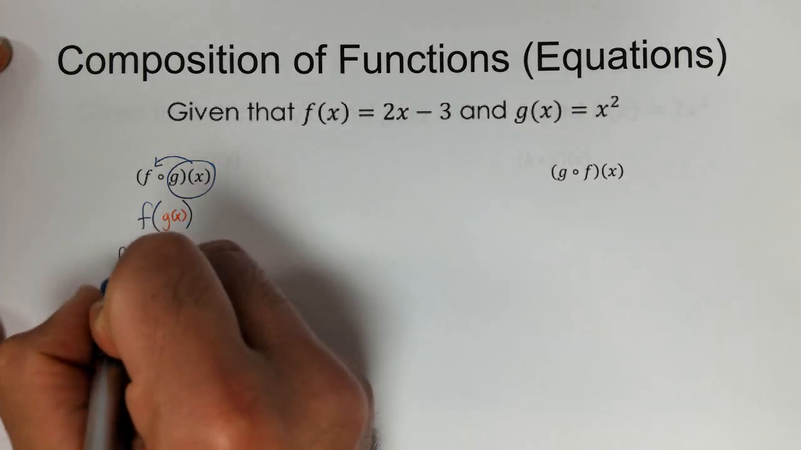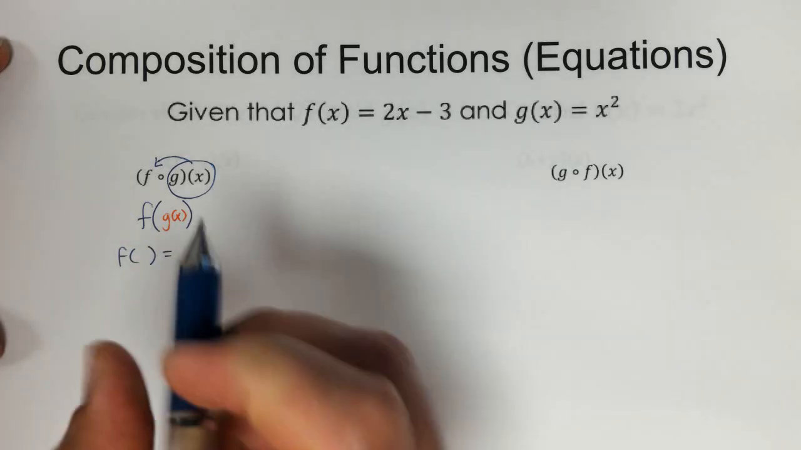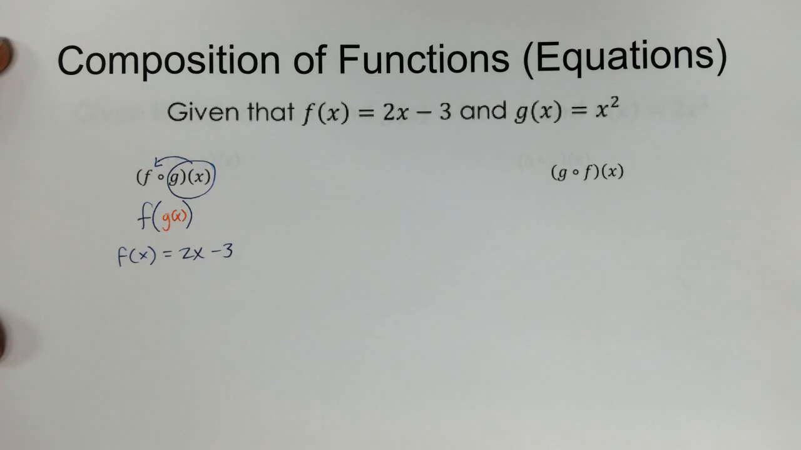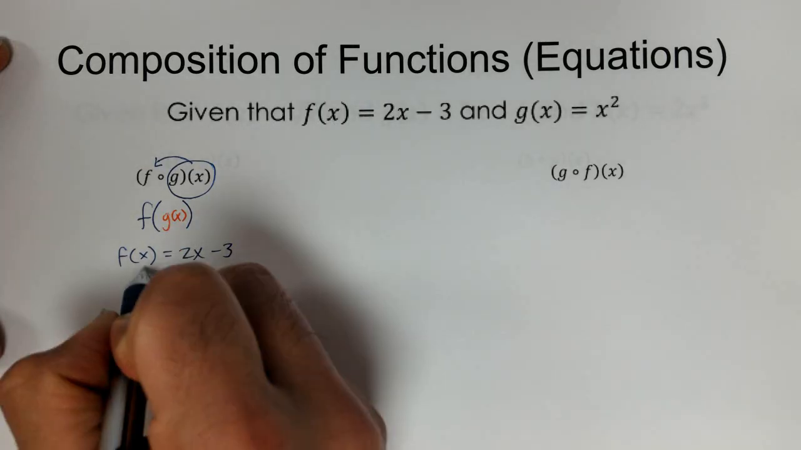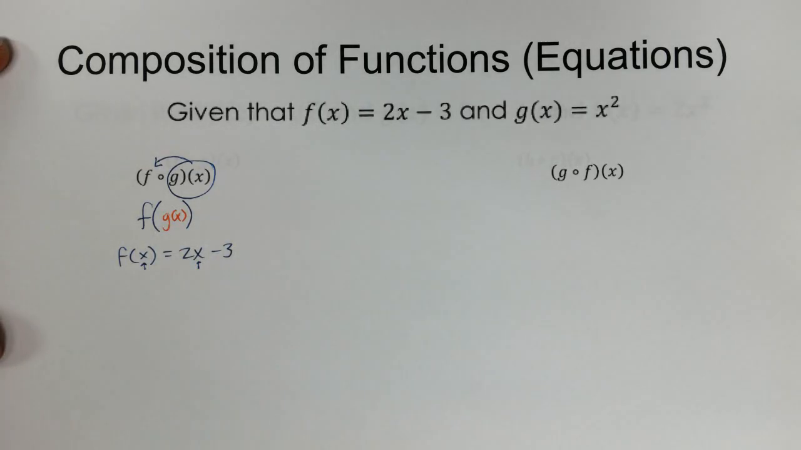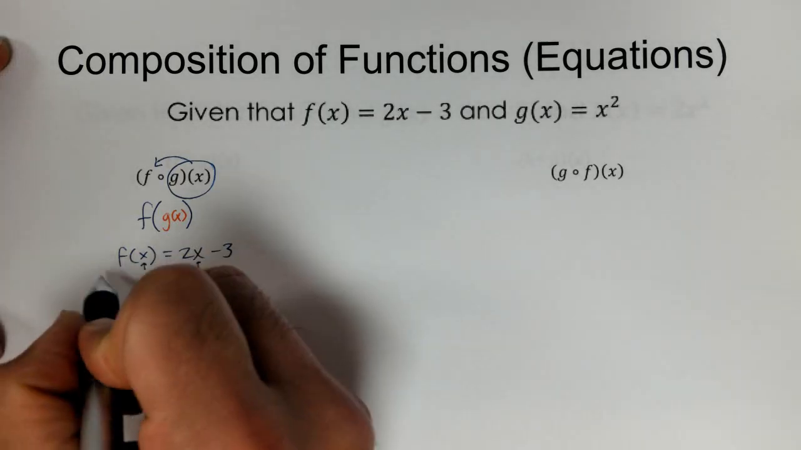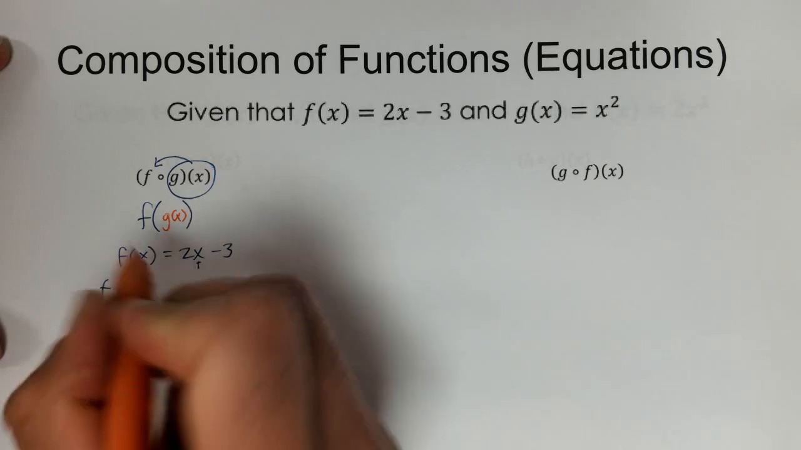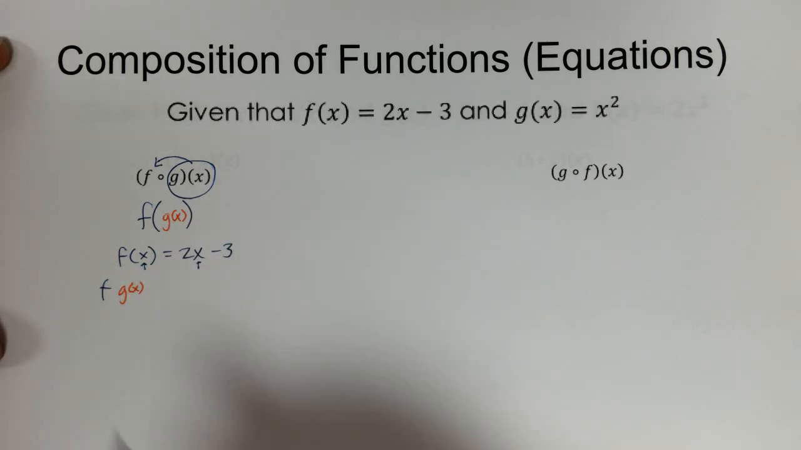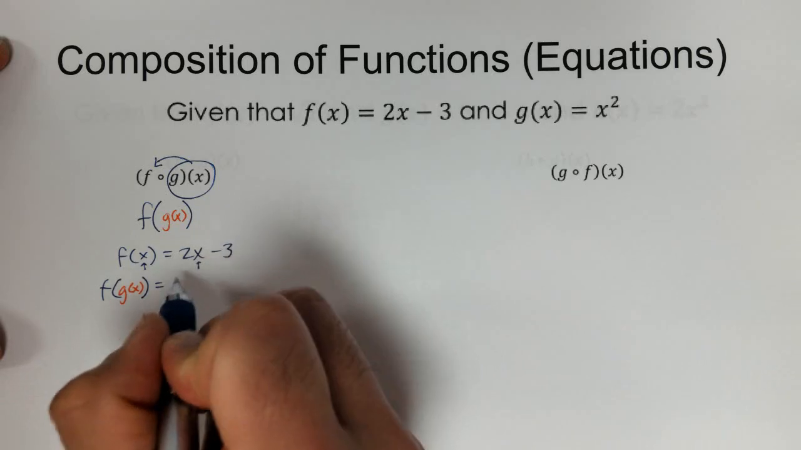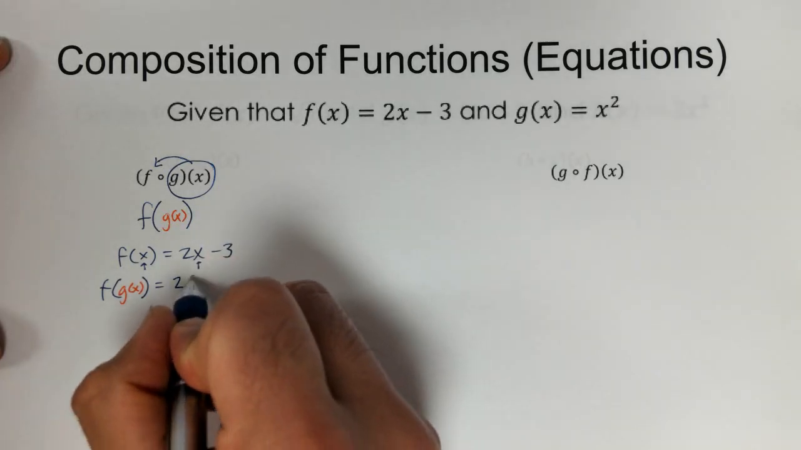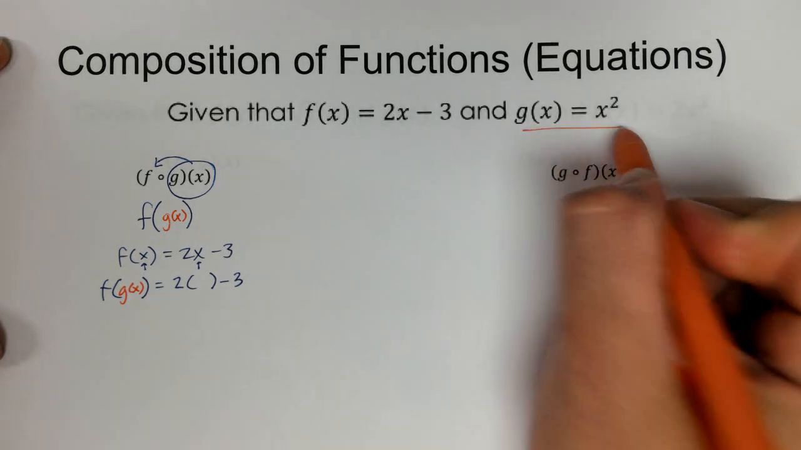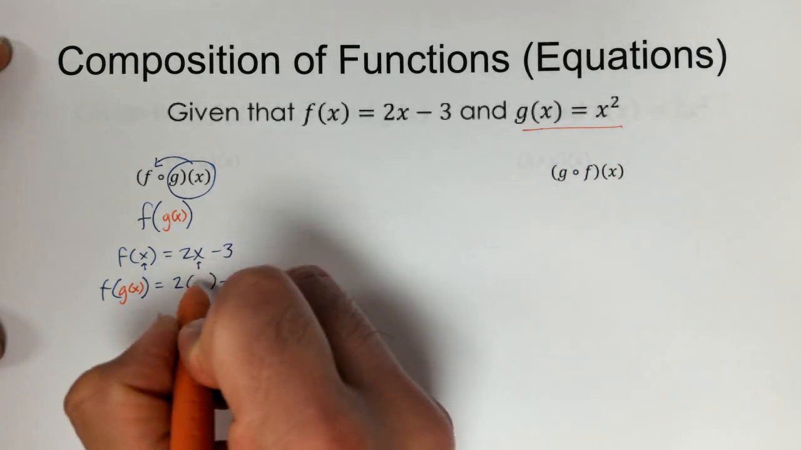and I'm going to write that down. f of x equals 2x minus 3. The input in here, right? Anywhere we see an x value, we're going to replace that with the g of x function. So g of x is my input into f. So anywhere that I see an x, I'm going to replace that with this function, which is x squared.